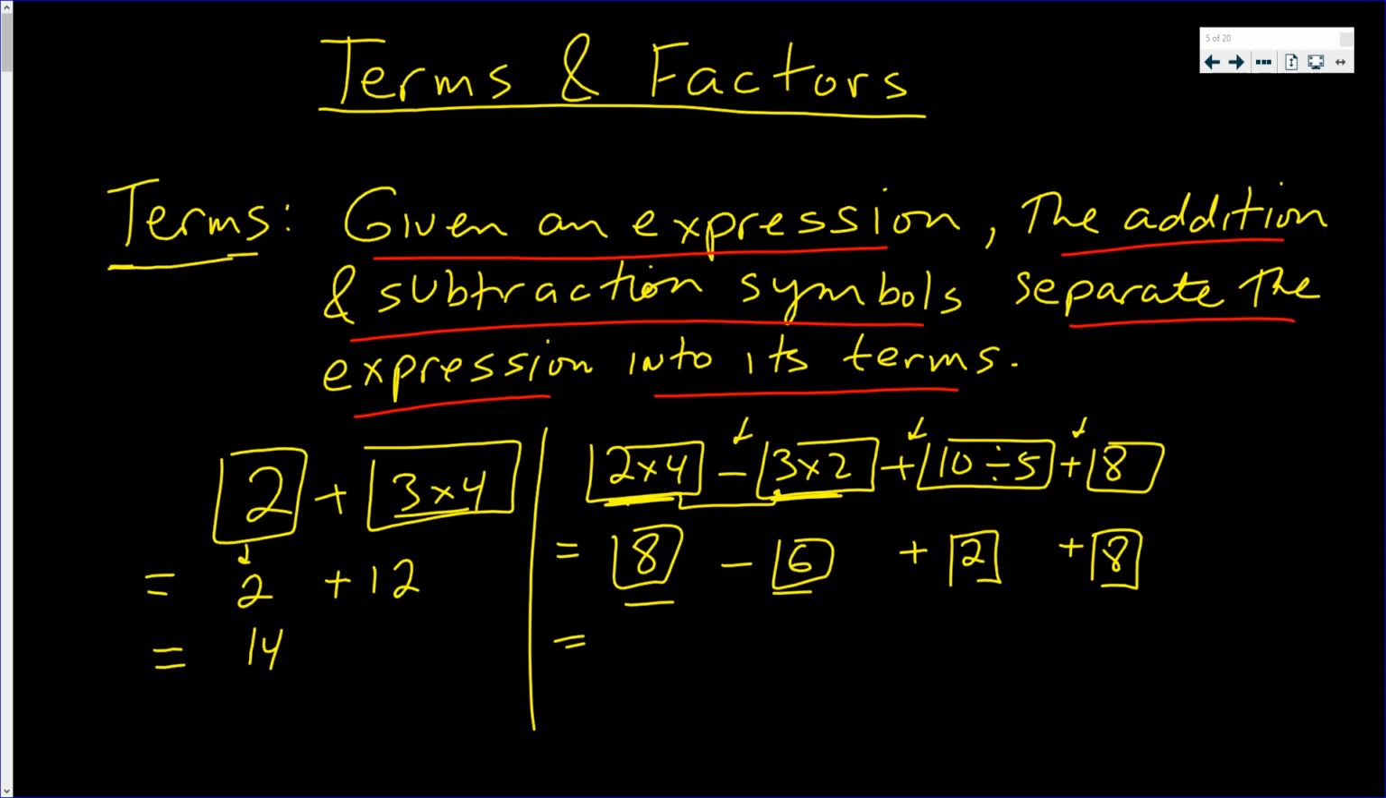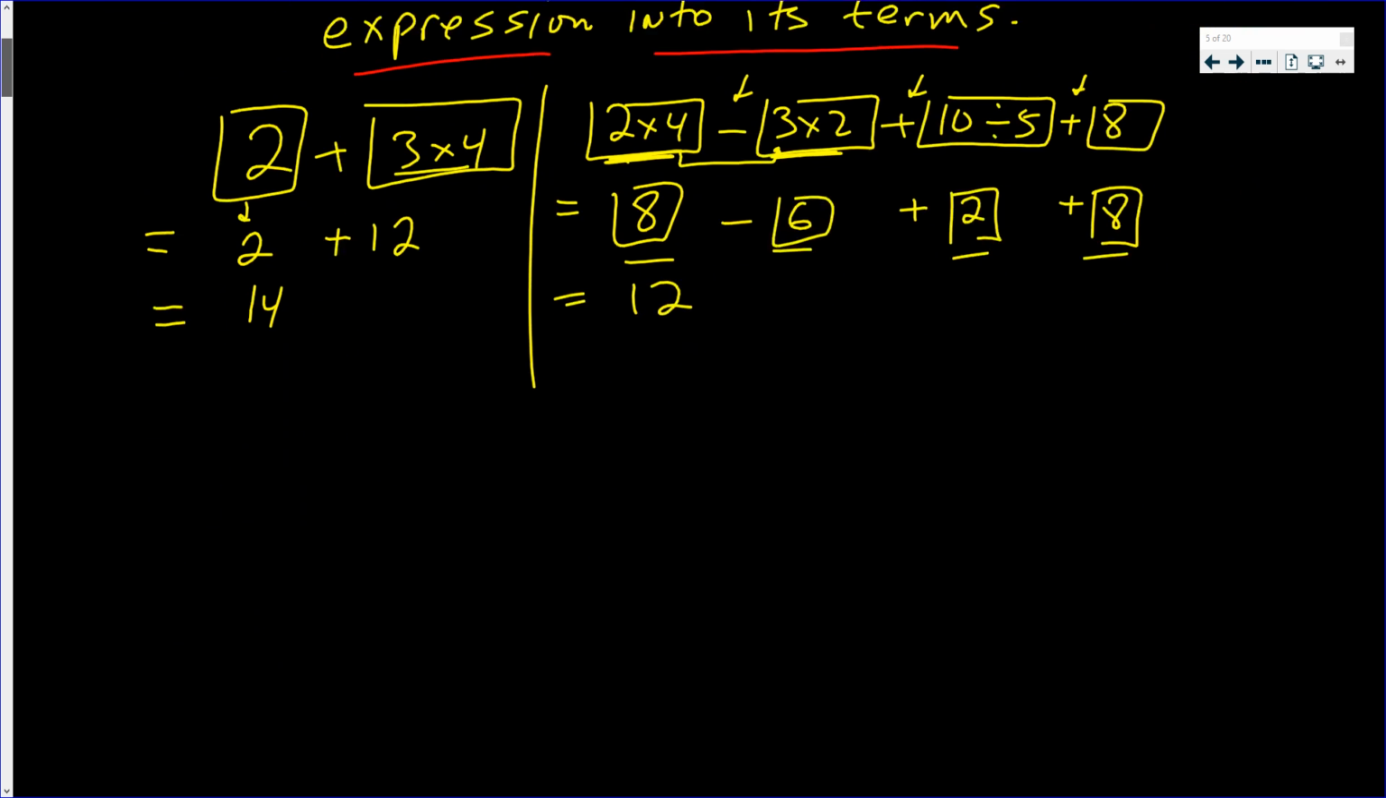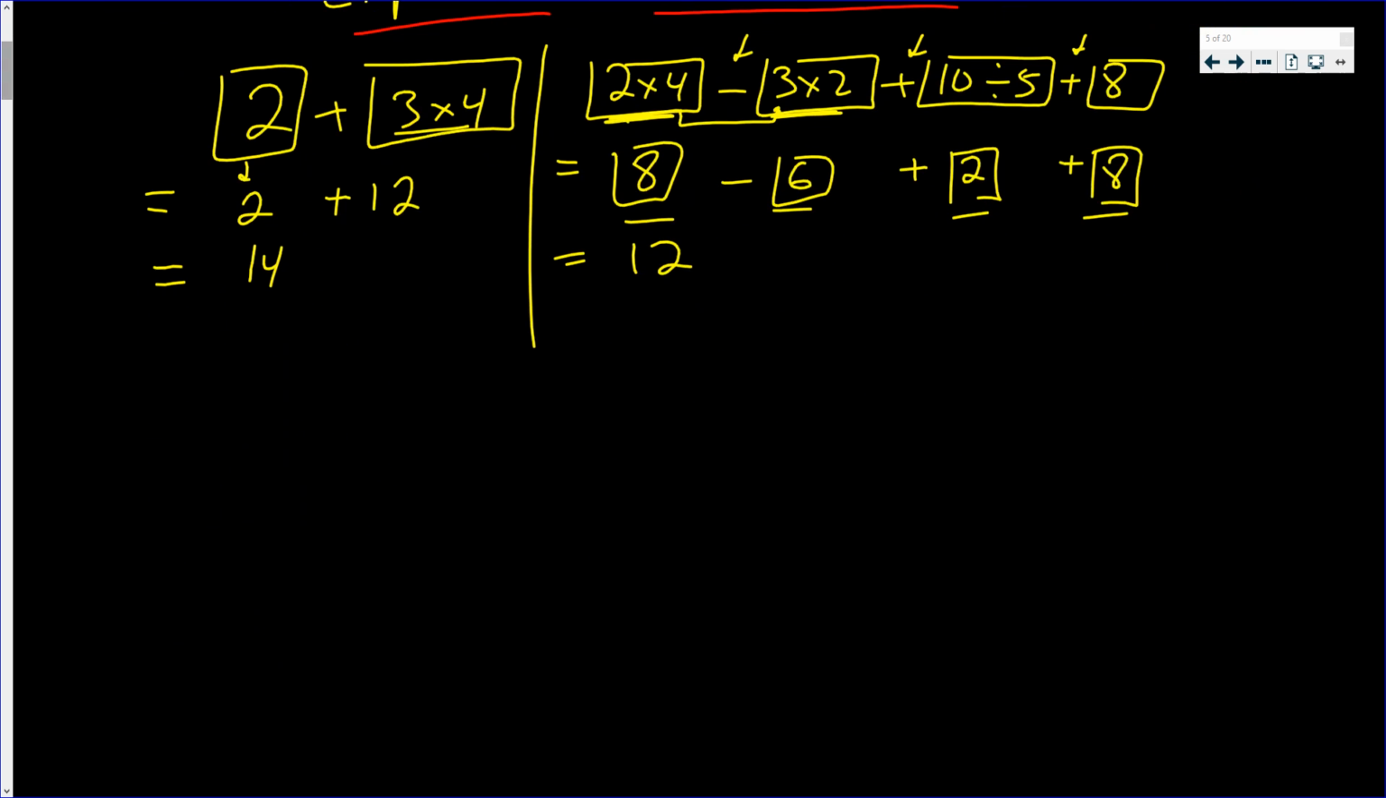8 minus 6 is 2. Plus 2 more is 4. Plus 8 more is 12. There's your answer. If you box the terms, you'll never do things like 2 plus 10. It is 6 plus 2, or minus 6 plus 2.